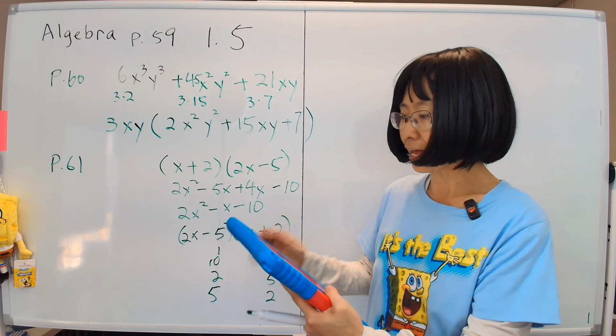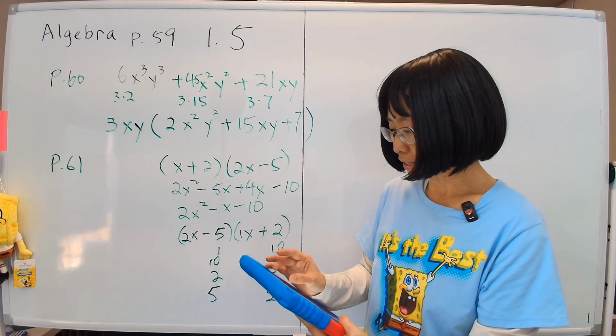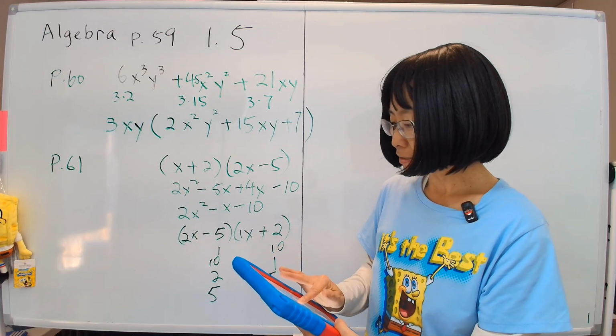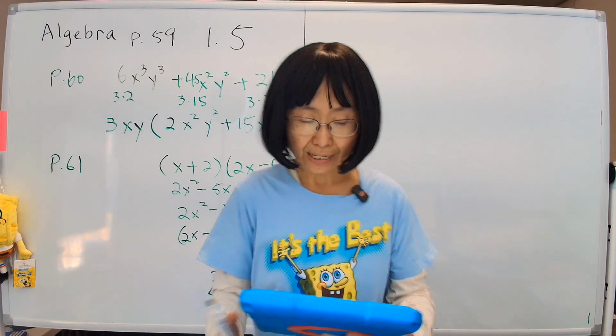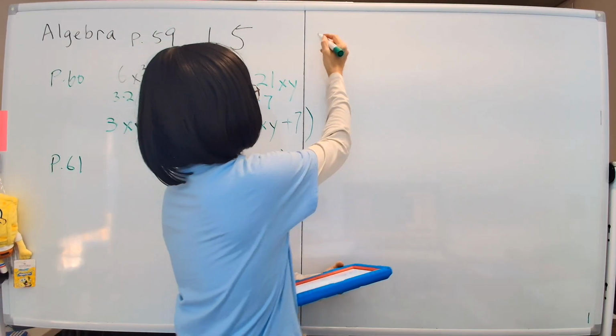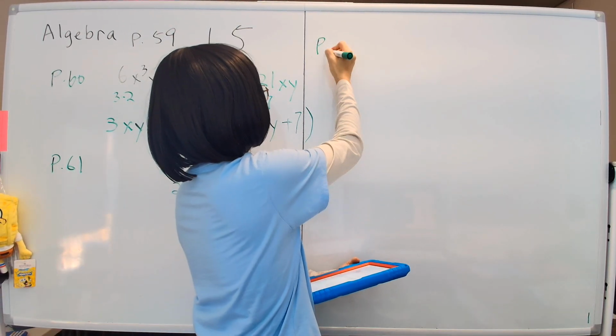Next, let's look at page, what does that say? Page 63, where we're looking at the perfect square.